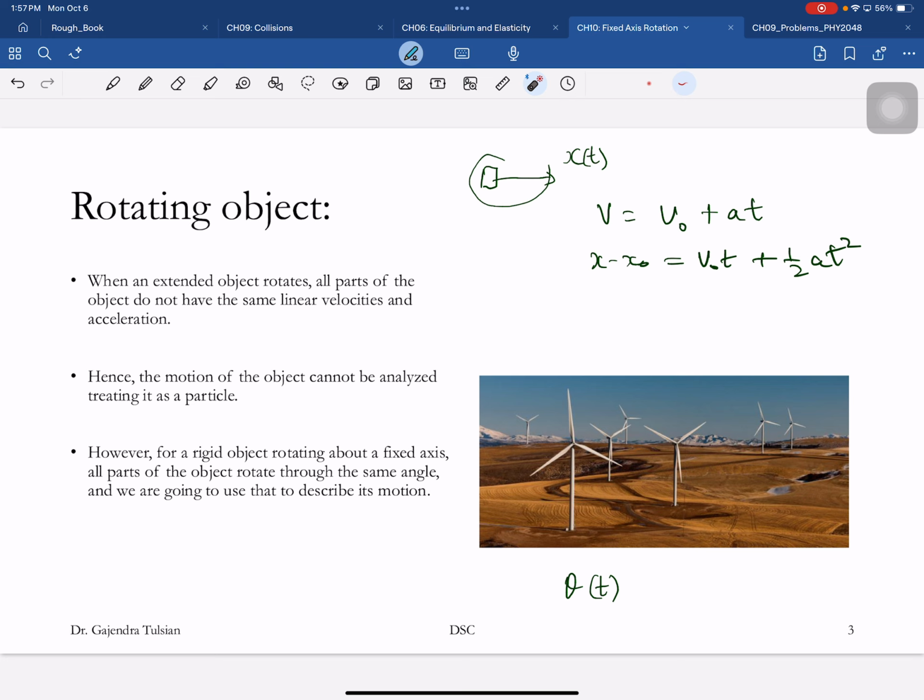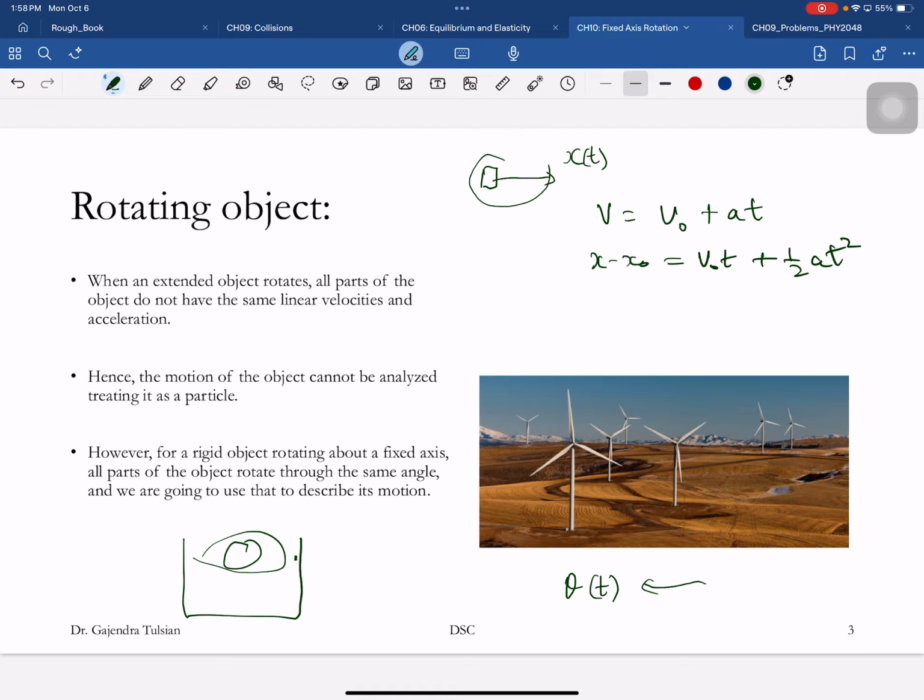Now, for this to be true, this has to be a rigid object. For instance, if you had a cup of coffee and you were stirring the coffee, the coffee near the walls doesn't rotate as much as the coffee in the middle does. So it won't work for fluids. So we'll talk about rigid objects.